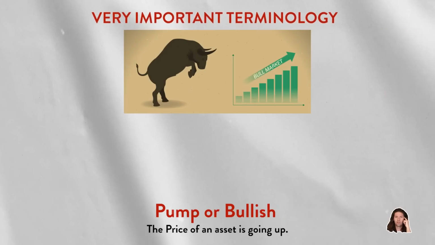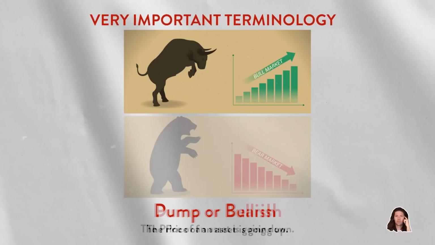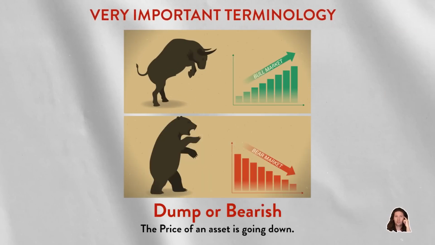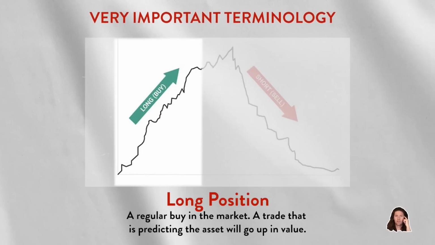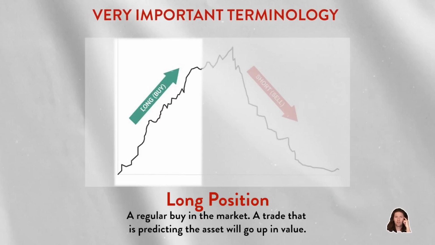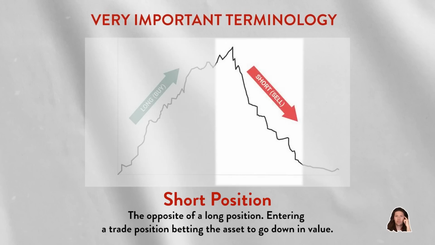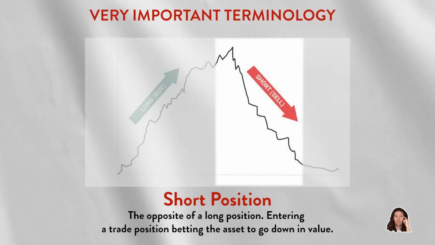Pump or bullish, the price of an asset is going up. Dump or bearish, the price of an asset is going down. Long position, a regular buy in the market, a trade that is predicting the asset will go up in value. Short position, the opposite of a long position, entering a trade position betting the asset will go down in value. Don't worry, if you're feeling lost already, we will break everything down even more.